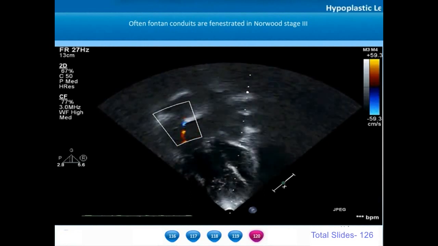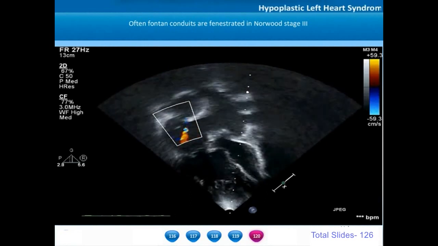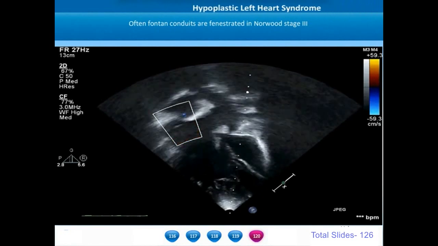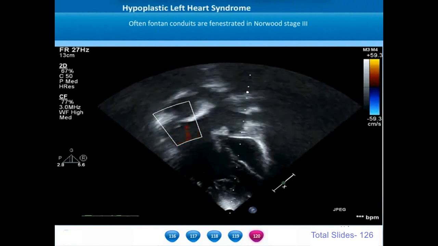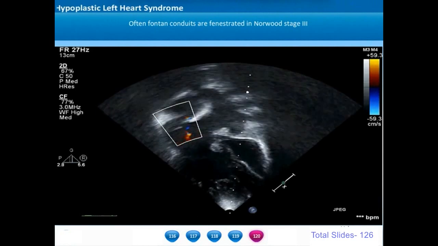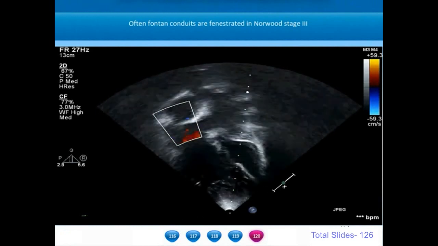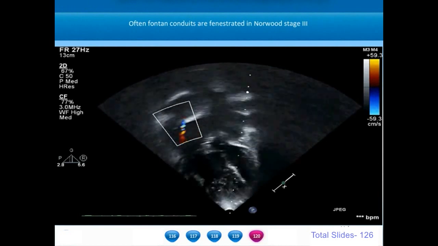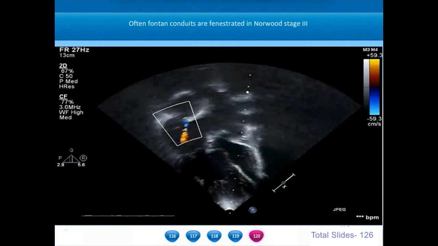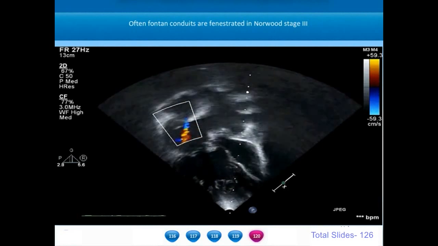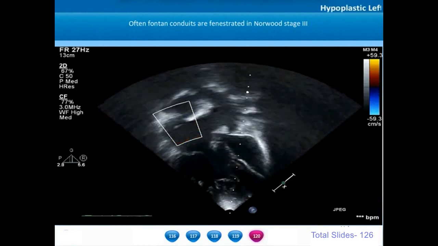Most of the patients who are palliated through the stage 3 Fontan completion for hypoplastic left heart syndrome, it is customary to leave behind a small fenestration in the extracardiac conduit so that there will always be a small right-left shunt.